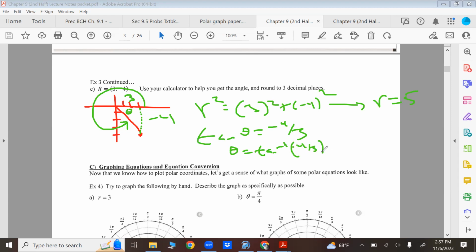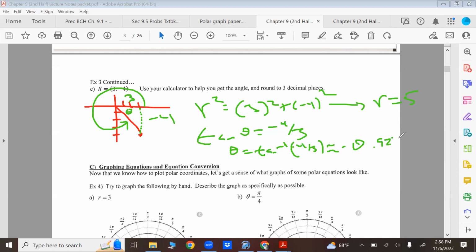This is the tricky part, because when you punch it into the calculator, it's going to give a negative answer. We want to get an answer from 0 to 2 pi. That was the condition in the instructions. So inverse tan of negative 4 over 3. Hold on, let me switch to radians. So you get negative 0.927.